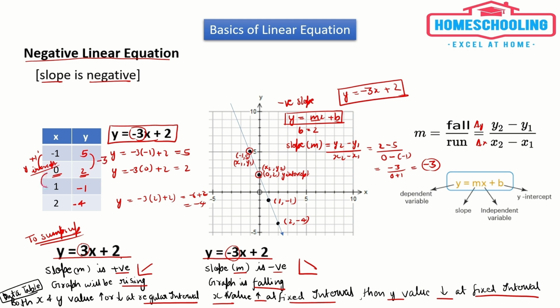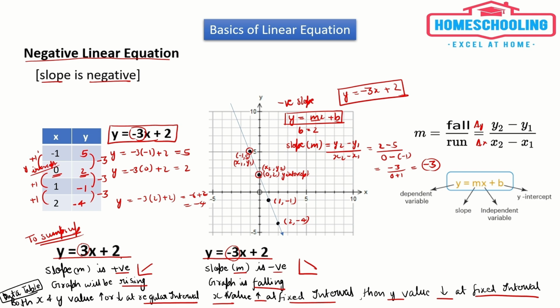So now when x value is increasing from 0 to 1, that is 1 unit, y value is decreasing from 2 to -1, so it is reducing by 3 units. Similarly, when x value is increased from 1 to 2, that is an increase of 1 unit, y value is reduced from -1 to -4, that is a reduction of 3 units. So always remember, for a negative linear equation, when x value would increase, then the y value would decrease, or vice versa.